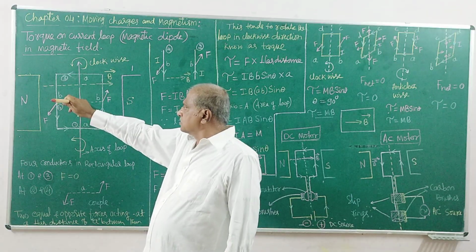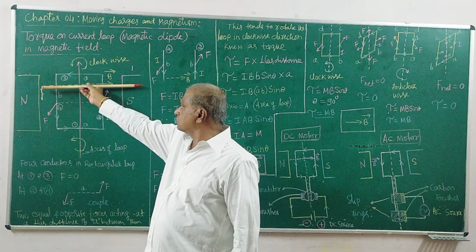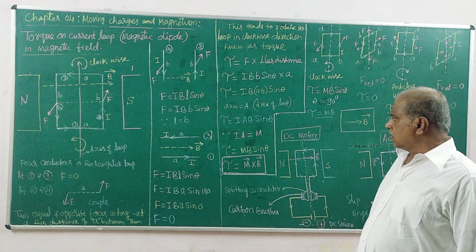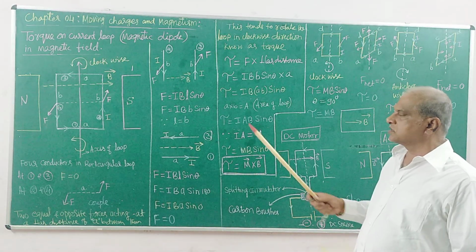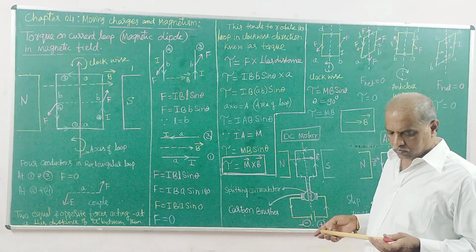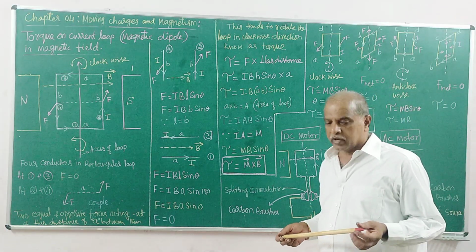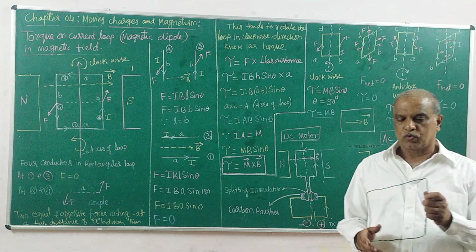M direction is this. B direction is this. They are perpendicular in this case, which produces torque force. For this alignment. What are the other orientations or the alignments of the loop?